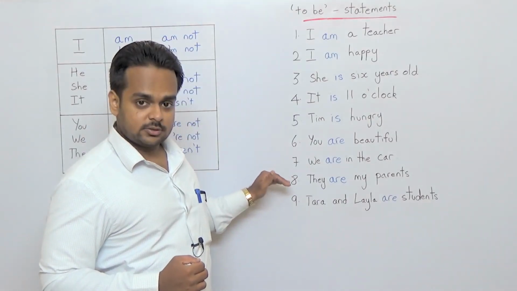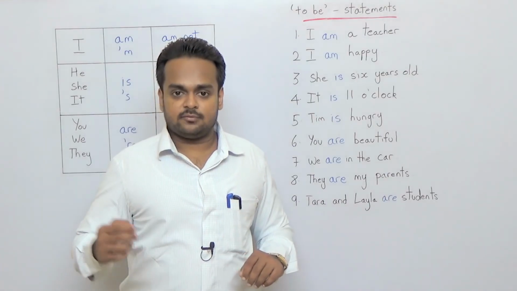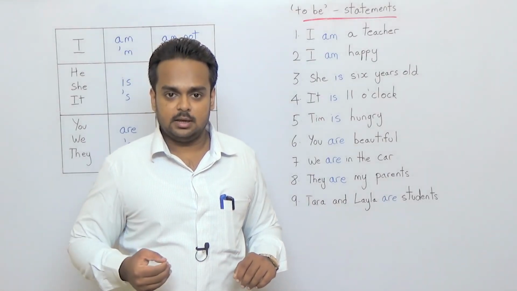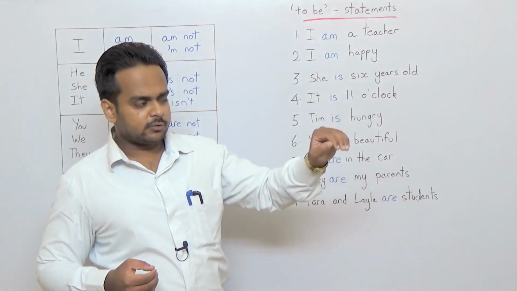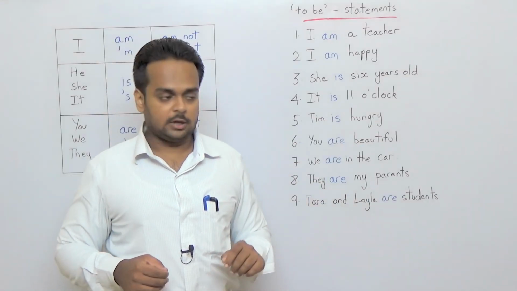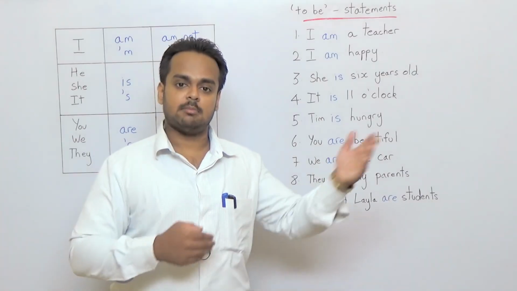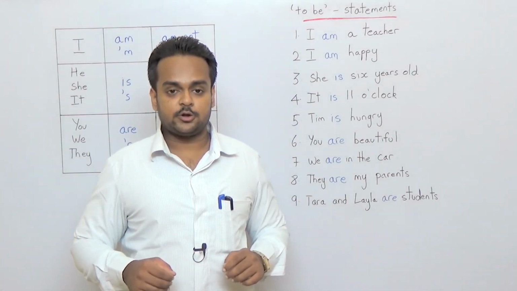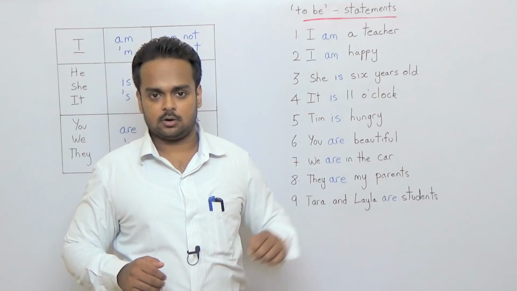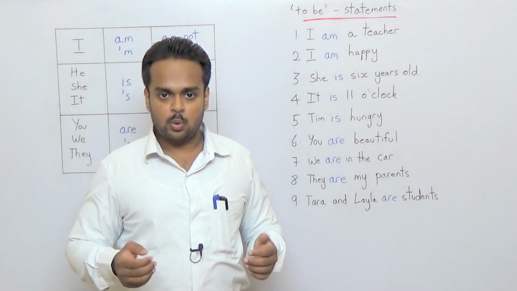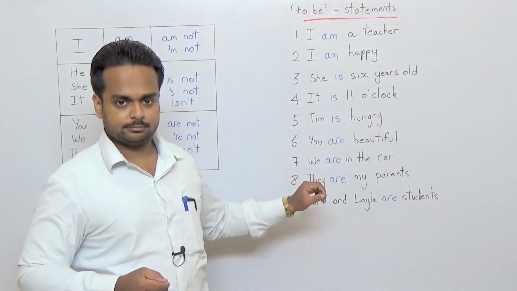They are my parents. Imagine a friend comes to me and asks me, hey, you see those two people standing over there? Who are they? I look and I say, oh, they're my parents. Let me introduce you to my mom and dad. Now here you can also say, those are my parents. Those is plural, so we would again use are.